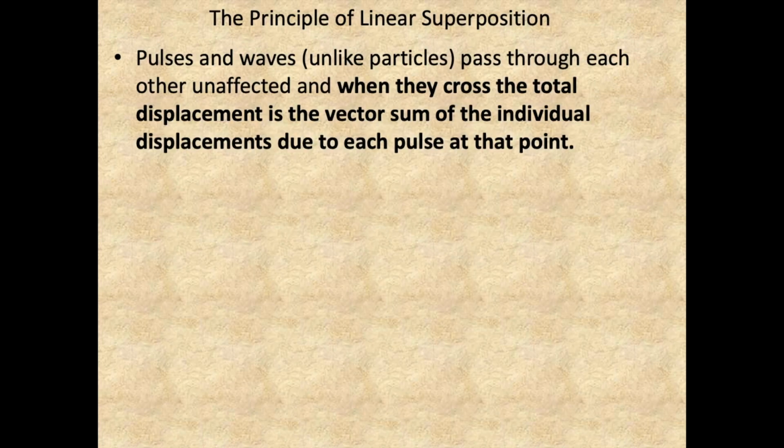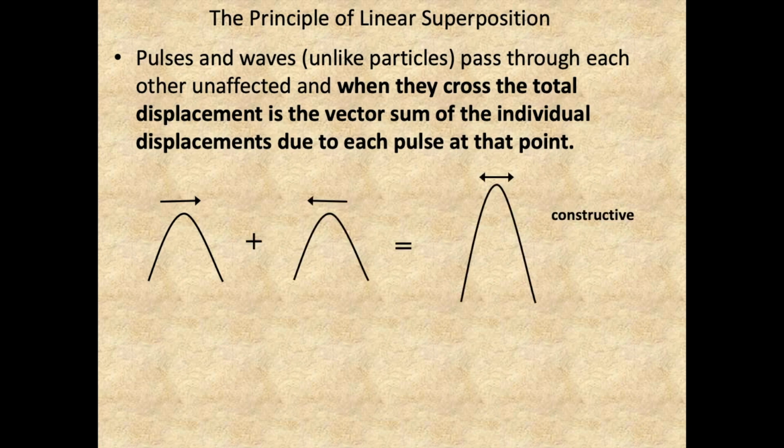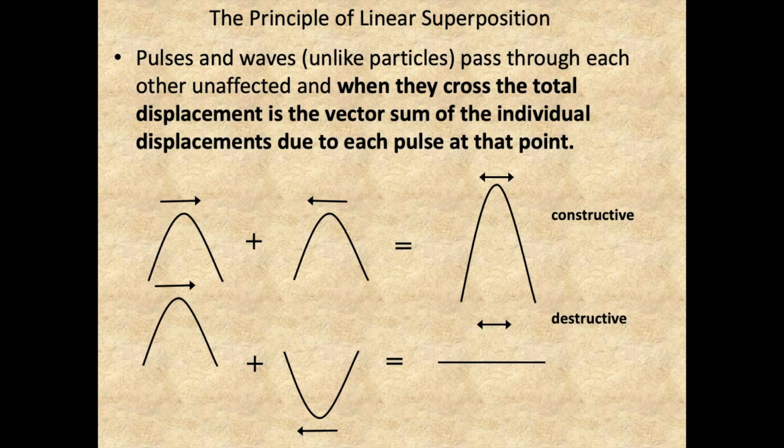So here goes the principle of linear superposition. Pulses and waves, unlike particles, pass through each other unaffected. And when they cross, the total displacement is the vector sum of the individual displacement due to each pulse at that point. Basically, when a crest meets a crest, we call that constructive interference. When a crest meets a trough, we call that destructive interference.